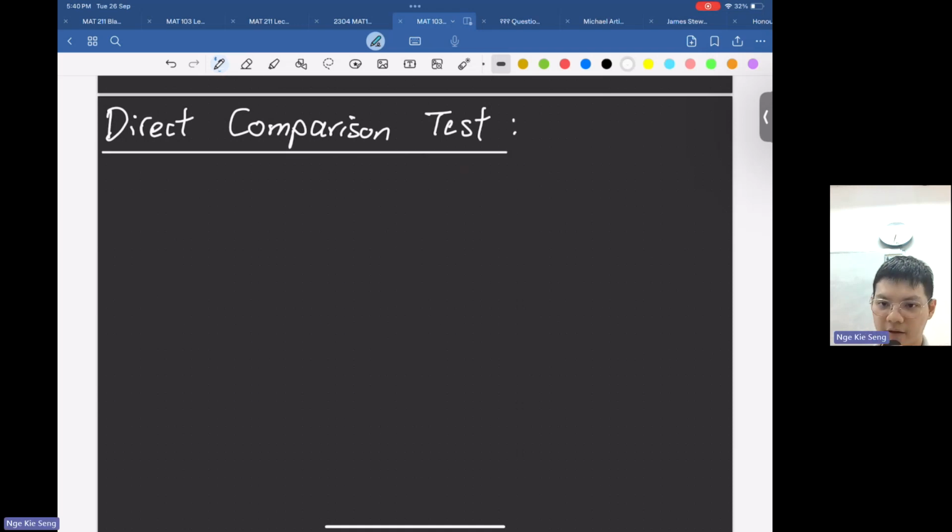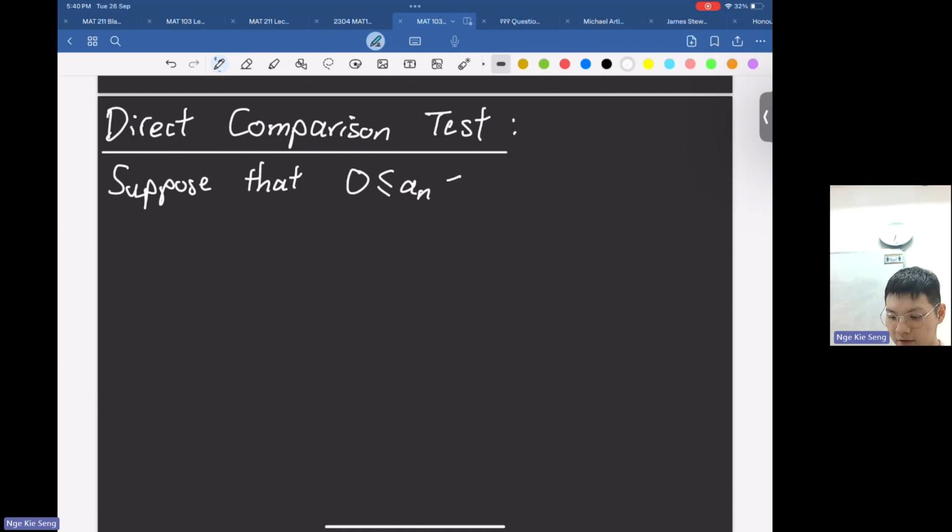Okay, let's get to the direct comparison test. Suppose that we know an is always less than or equal to bn, and both of them are positive. This is quite an important point: both of them are positive. Great.